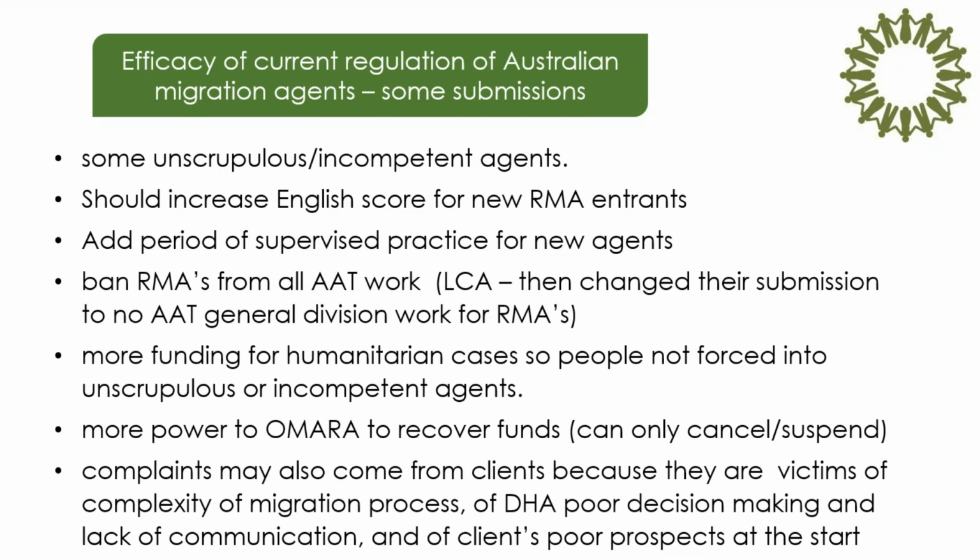There are submissions calling for more funding for humanitarian cases, so people are not forced into unscrupulous or incompetent agents. More power for MARA to recover funds. They can only do regulatory things like cancel and suspend. And then also submissions saying that complaints about migration agents may also come from clients because they're victims of the complexity of the migration process, or of the Department of Home Affairs' poor decision making and lack of communication, rather than a problem with the agents, and also of clients' poor prospects at the start. So that was an interesting submission.